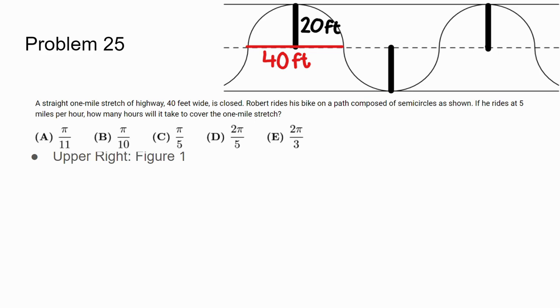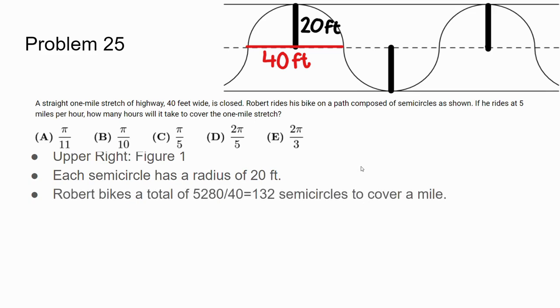So, in the upper right we have what we'll refer to as figure 1. Each semicircle has a radius of 20 feet, since each semicircle has a radius equal to half of the road's width. So Robert bikes a total of 132 semicircles to cover a mile, because for each semicircle he bikes, he goes in linear distance the diameter of the semicircle, which is its radius times 2, which is 40 feet.